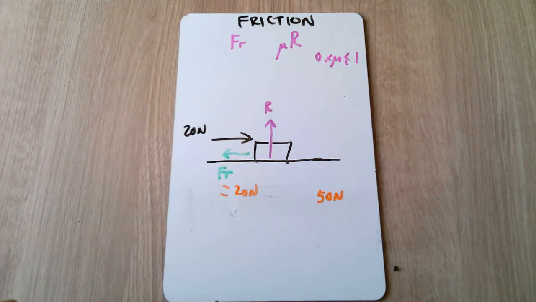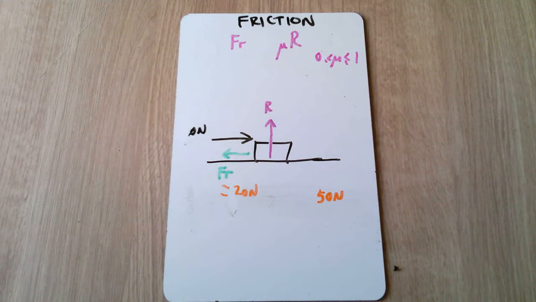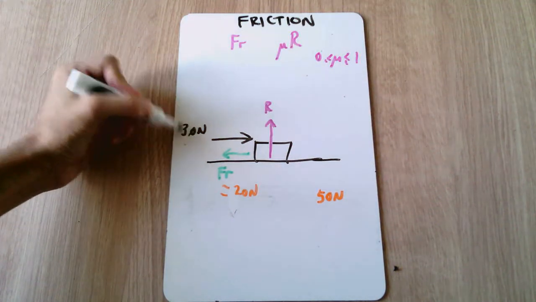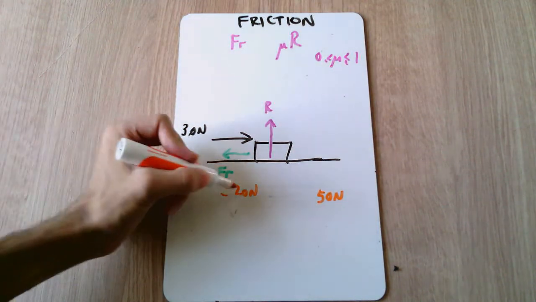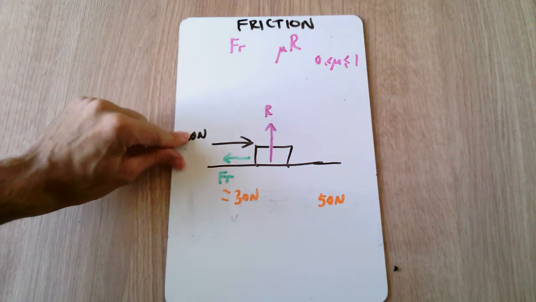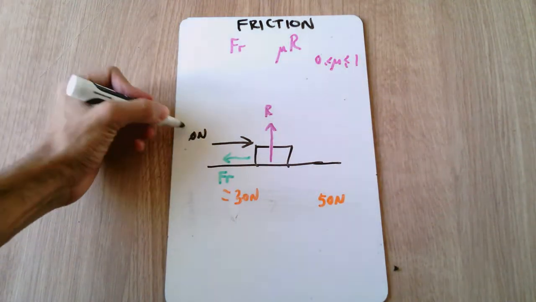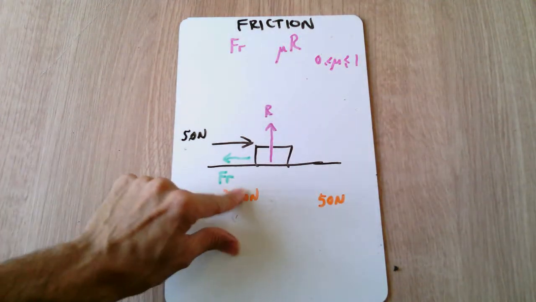If I now increase this force up to 30 newtons, I still haven't overcome friction, so friction would also increase up to 30 newtons to keep this system in equilibrium. This would keep happening until I reached a value that exceeded 50 newtons. When I get to 50 newtons, friction still has not been overcome, but it finally comes to its maximum value, which is now 50 newtons.